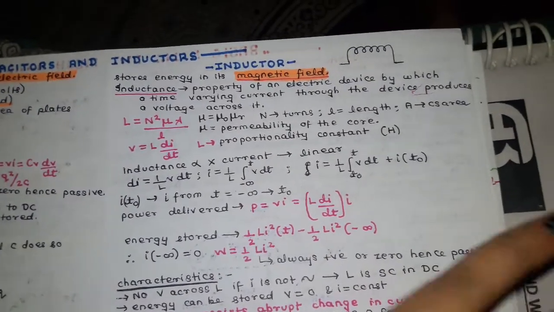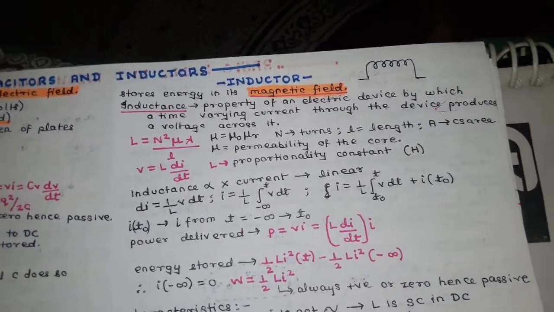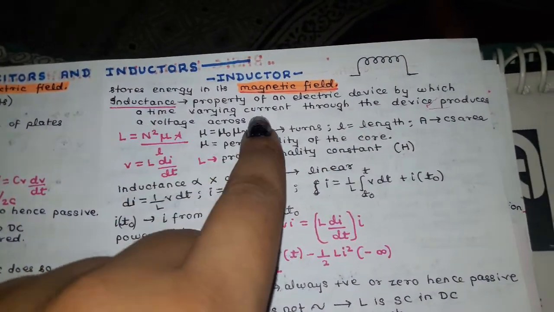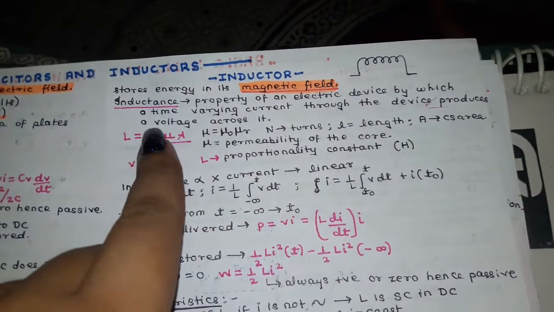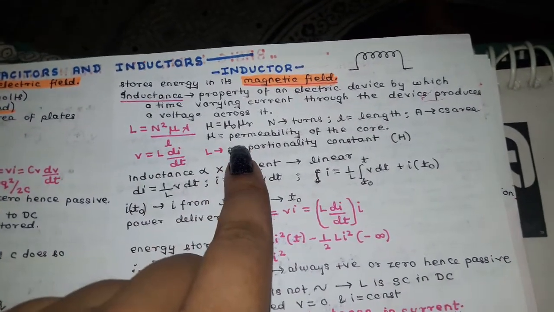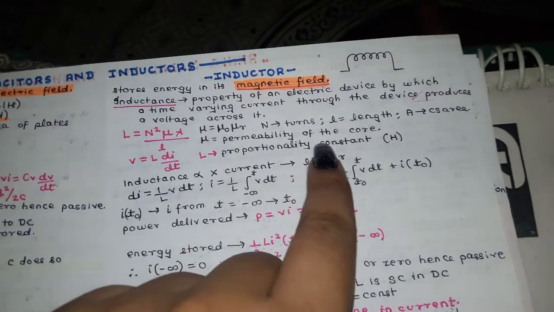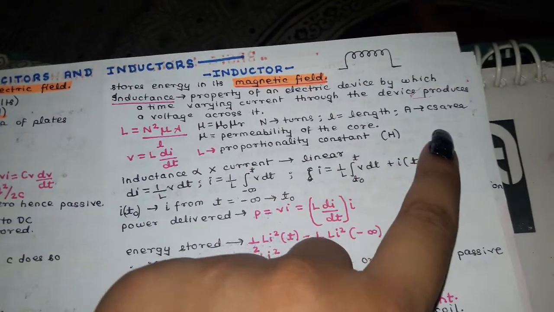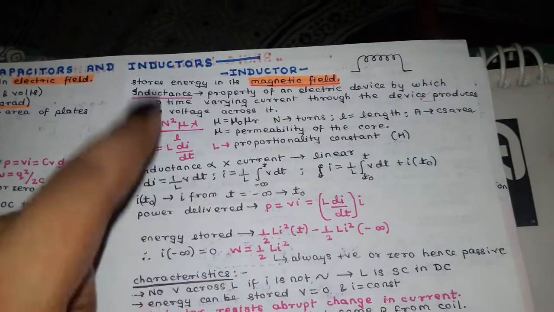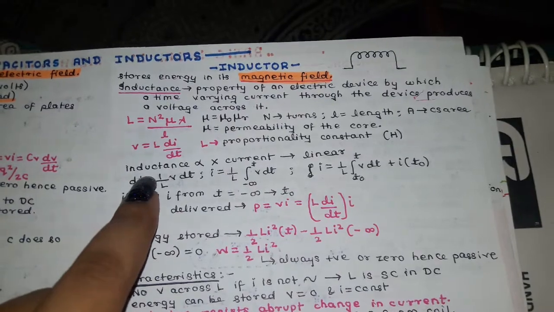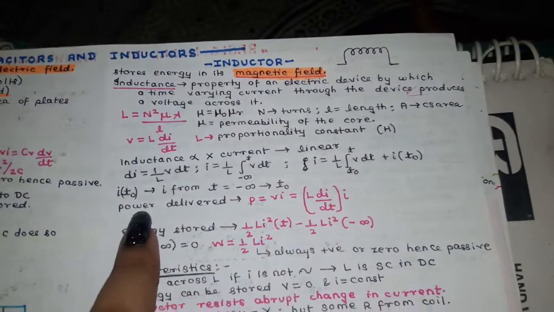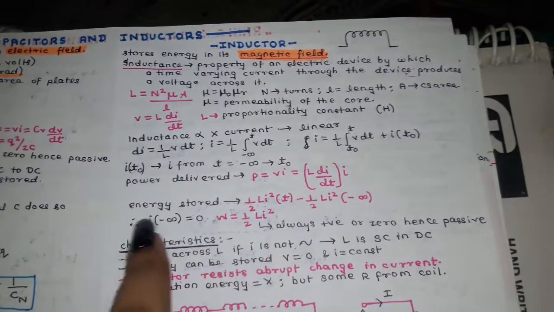It stores energy in the form of its magnetic field, and inductance is a property of an electric device by which time varying current through the device produces a voltage across it. We have this particular formula for inductance, and things regarding permeability of core, length, and so on, meaning we are talking about things that are in an inductor. It is a linear element. Then we have power delivered and energy stored.